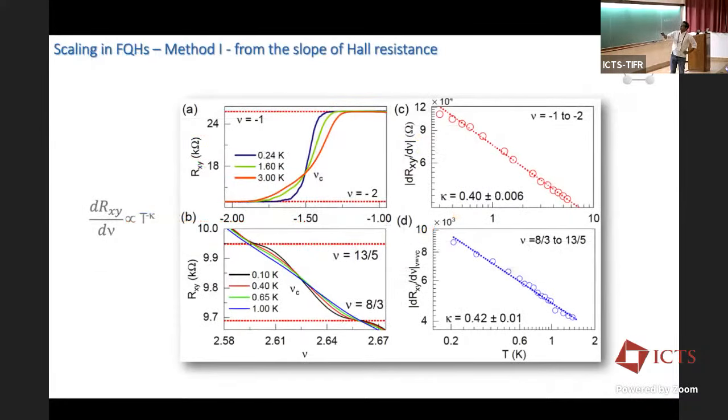Then you take the derivative, you plot them versus temperature, and you get the exponents. And you see that for the integer, for example, I'm showing here from -1 to -2, kappa is 0.40. From 8/3 to 13/5, the kappa is 0.42. So the scaling exponents between the integers and the fractions are the same.